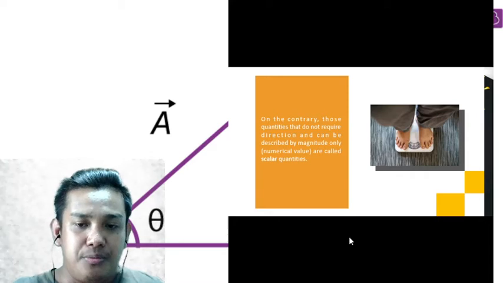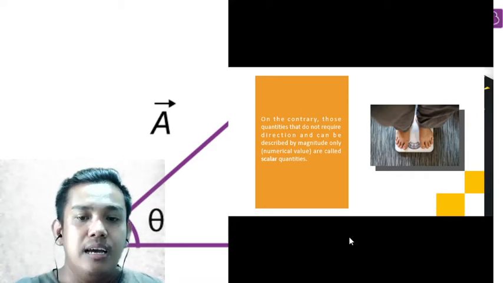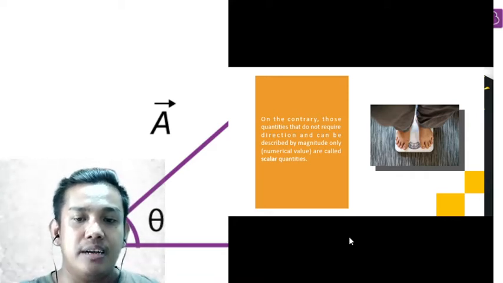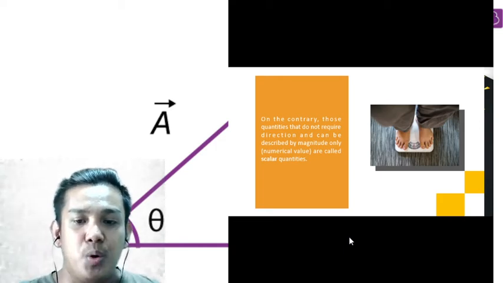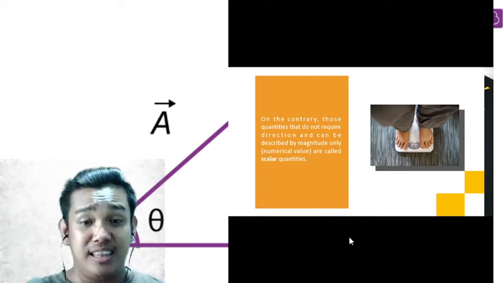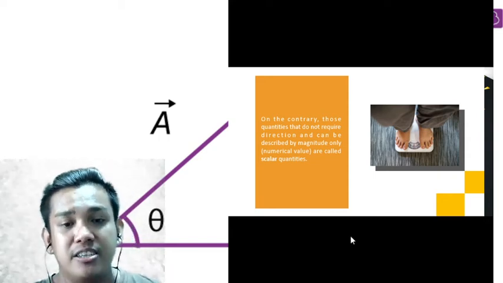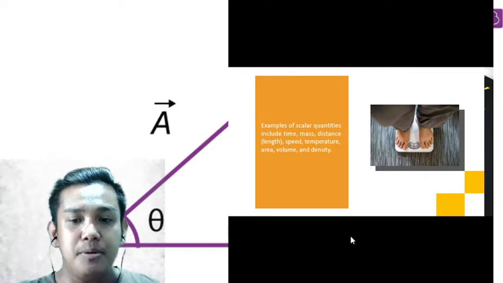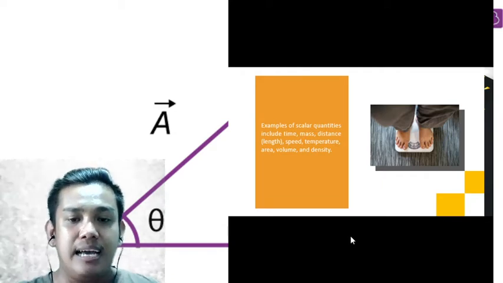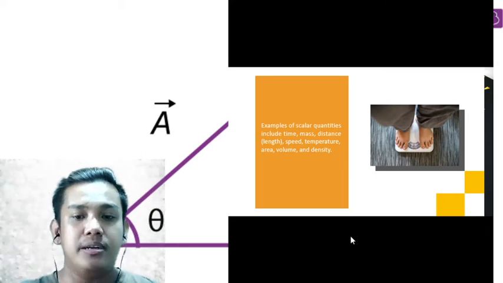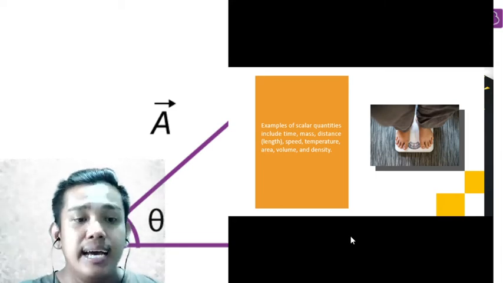On the contrary, those quantities that do not require direction and can be described by magnitude only, a numerical value, are called scalar quantities. Examples of scalar quantities include time, mass, distance, length, speed, temperature, area, volume, and density.